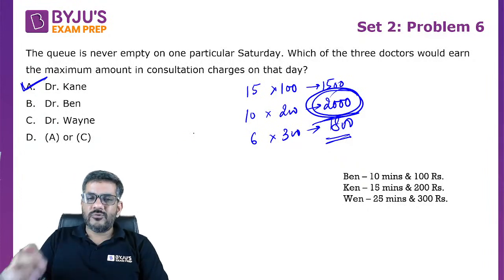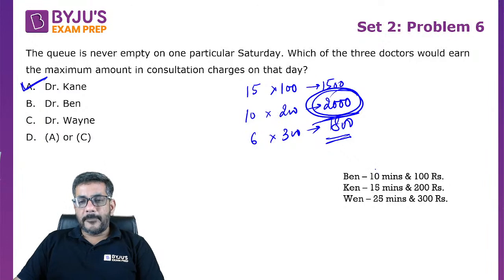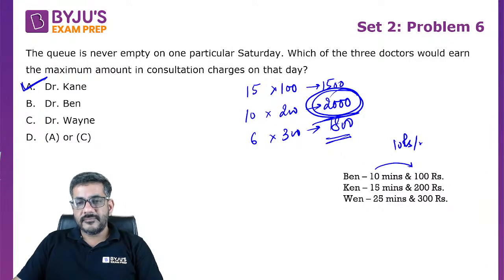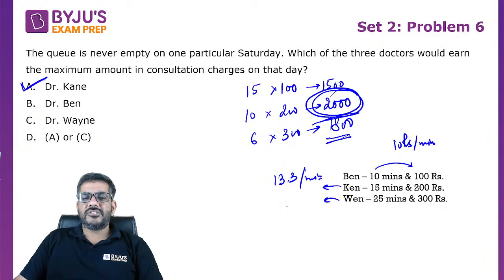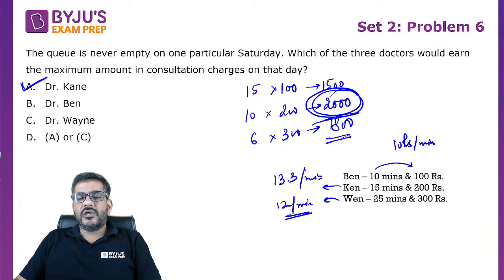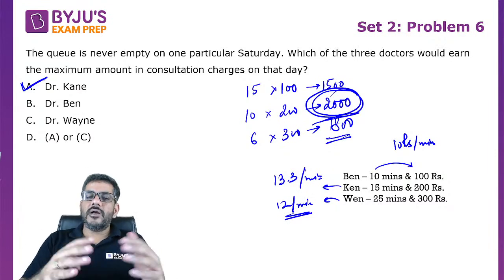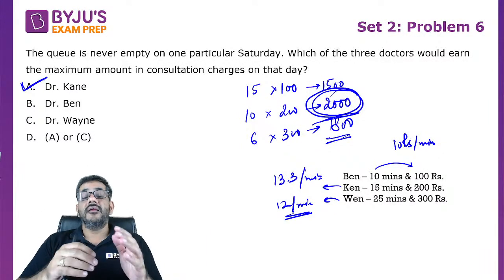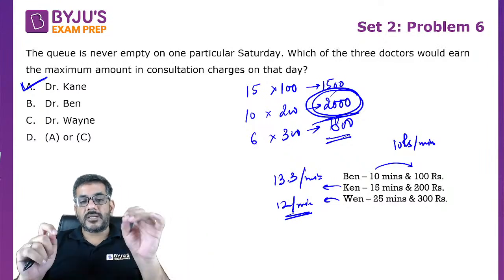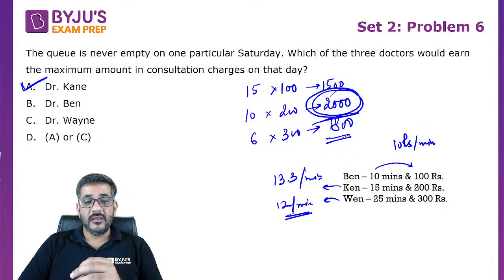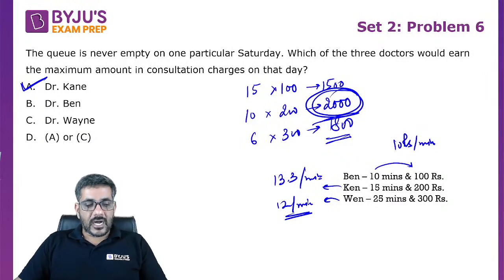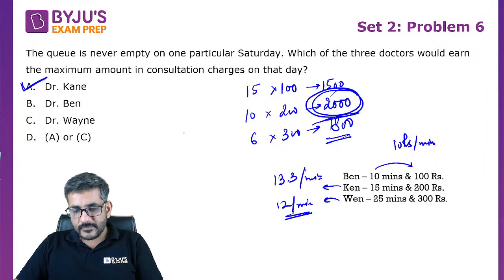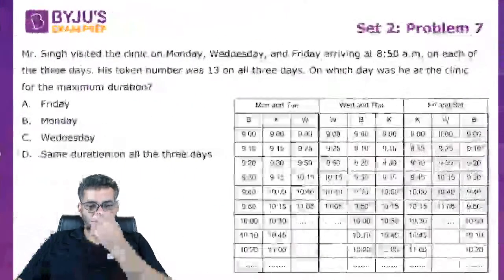Though in this question I would say there was no need to do even this much. I could have said Ben is charging 10 rupees per minute. Kane is charging approximately how much per minute? It is approximately 13.3 per minute. Whereas Wen is charging 12 rupees per minute. So if all 150 minutes are used, whoever has the highest rate would be charging the highest. The highest rate is for Kane, because they have an equal number of minutes, but per minute charges are highest for Kane. So therefore Kane is the person who will have the highest consultation charges. That was question number 2. I'll move on to the third one now.